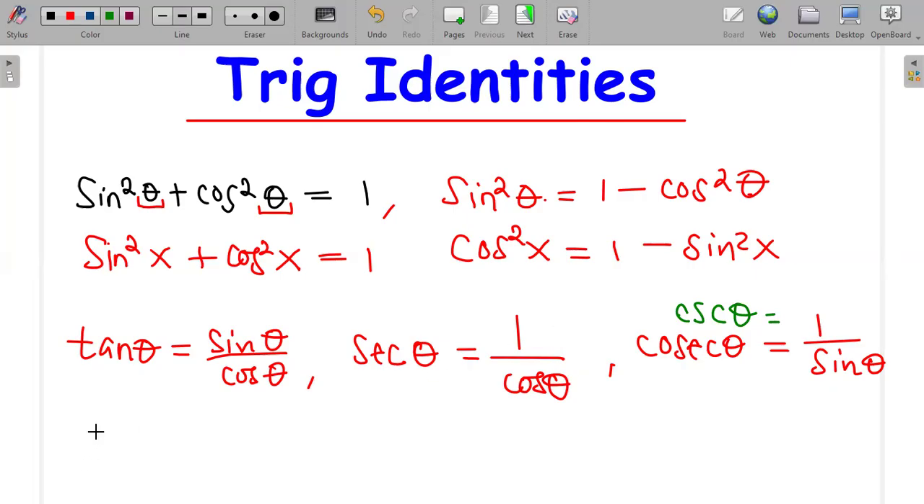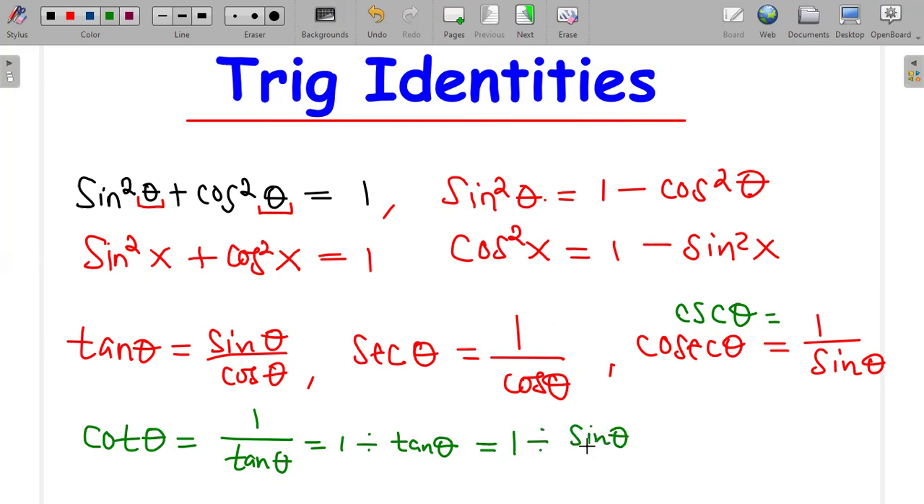And then you also have to know that cot theta is the same as 1 over tan theta. Okay, but remember we said tan theta is this, right? So this one, I can also write as 1 divided by tan theta, right? Okay, and this guy, we know what it is. So this will be equal to 1 divided by sine theta over cos theta.